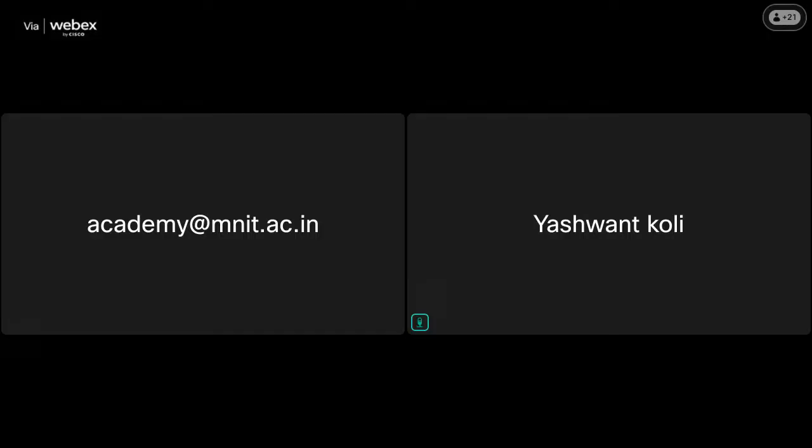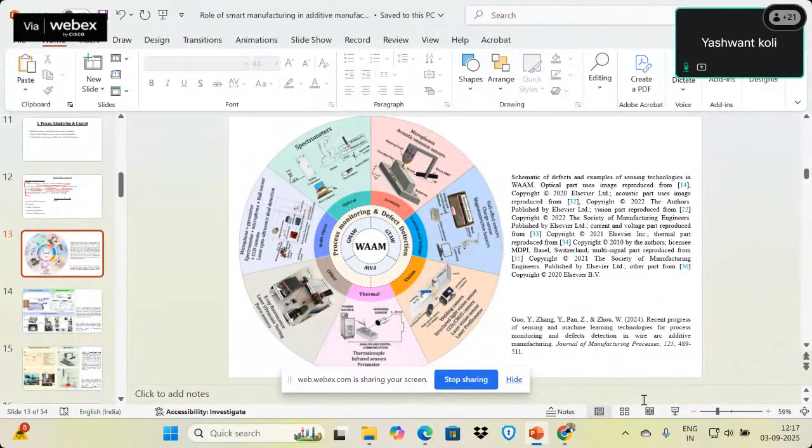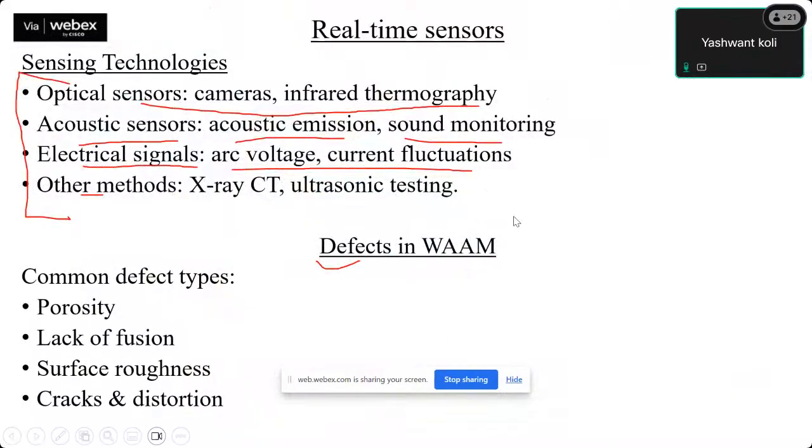Sir, geometric deviations. Hello. The screen is not sharing, the slide is not being shared, sir. Slide, one second. Now it is visible. No, sir. One second, one second. Now it is visible. Okay, it is visible now. Yes, sir. Yeah, yeah.